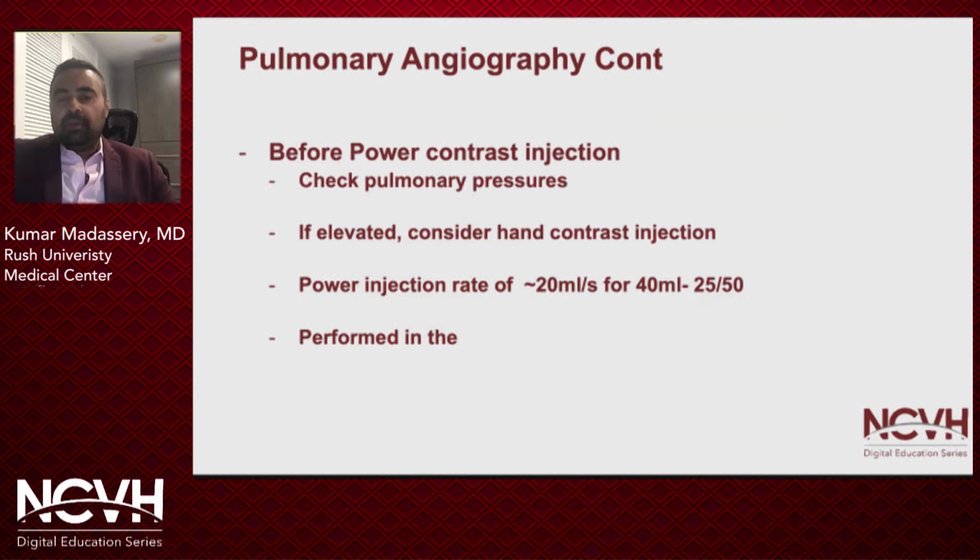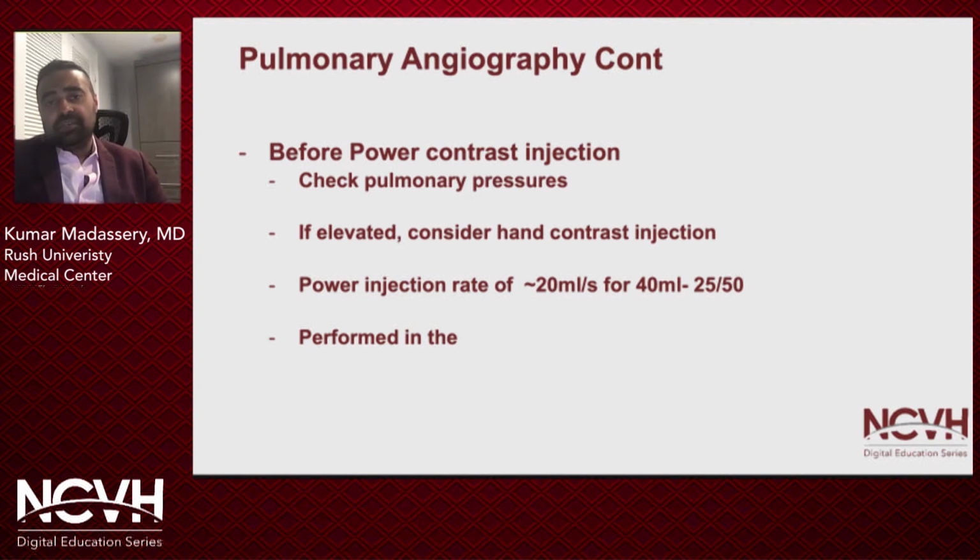Now, once you get into the main pulmonary artery with your catheter, preferably a pigtail catheter, it's important to always check your pulmonary artery pressures first. You typically don't want to power inject a patient with really high pulmonary artery pressures. That can cause some deleterious effects. Everybody has their own numbers. Usually I say 50 millimeters of mercury or less, I'm okay. Some people may have a lower threshold, but you also need to take into consideration the patient's cardiopulmonary status. If it is severely elevated, then it's better to do hand contrast injections, which sometimes don't get you as great pictures, but can get you all the information that you need.